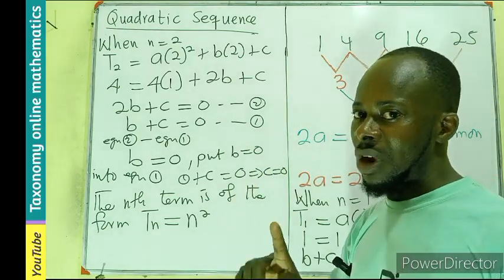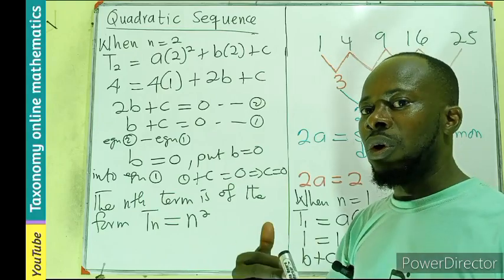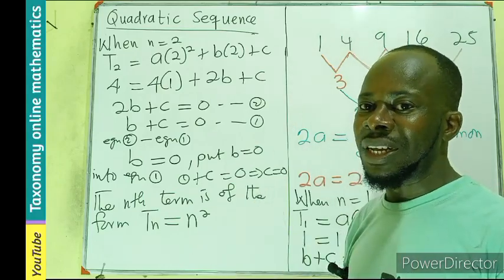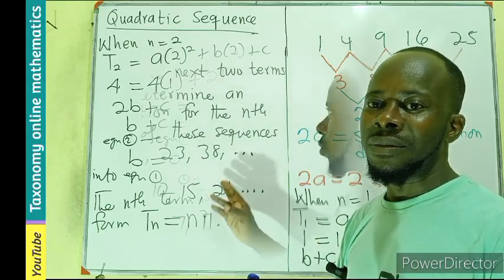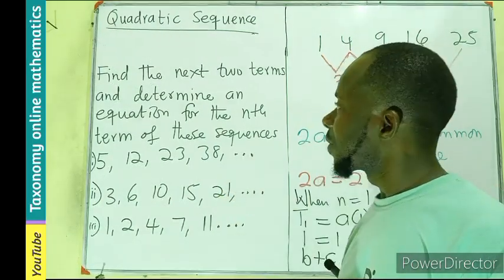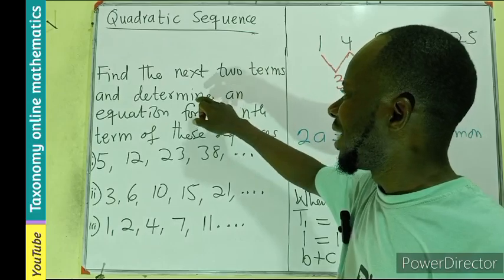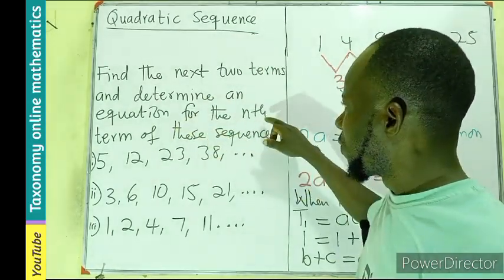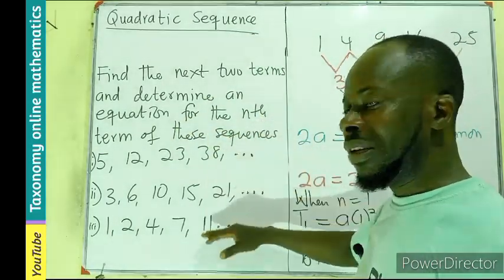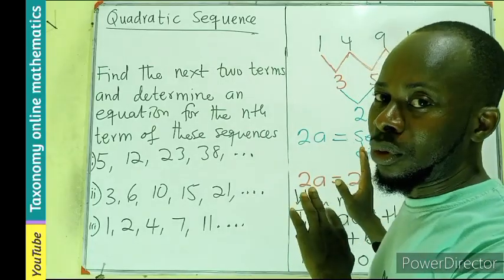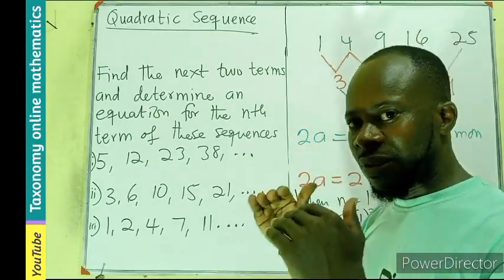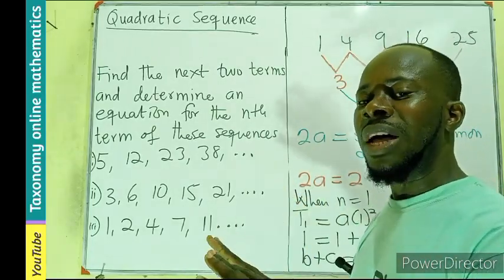I'll give you an example to try and share your thoughts and your workings in the comment section for us to get interactive. So we are having this. Find the next two terms, and determine an equation for the nth term of this sequence, following the same approach, the same steps, the same procedure. You arrive at your answer.